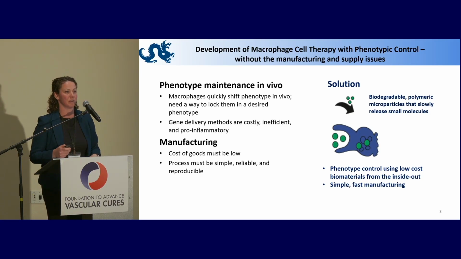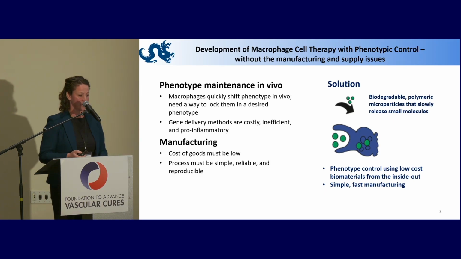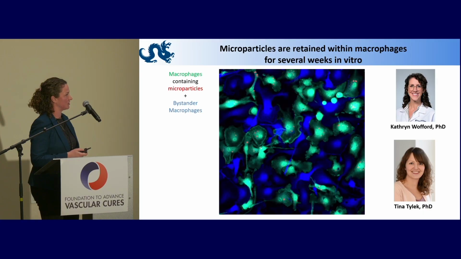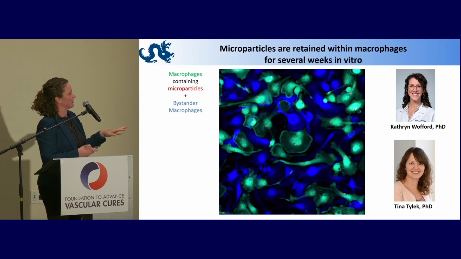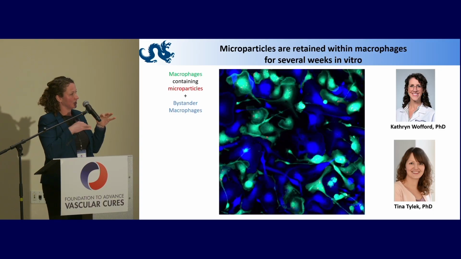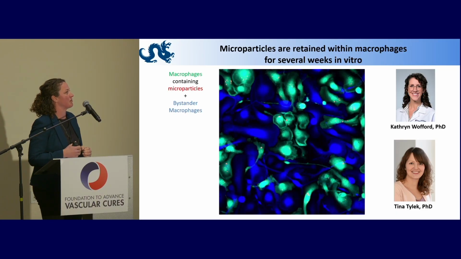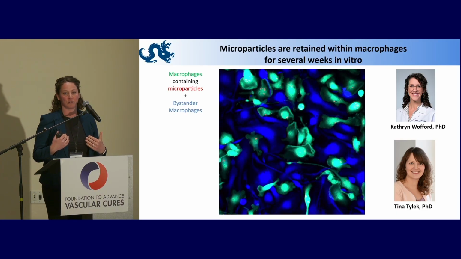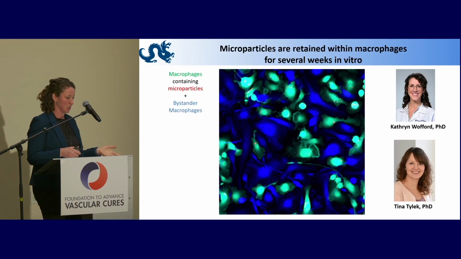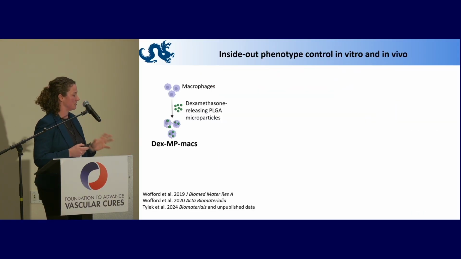So the first question was, will they even keep them inside them for a long enough period of time for this to work? Because that was not a given. Maybe they would spit them back out. Who knows, right? So we spent a while studying that. What you can see in this video are red microparticles inside green macrophages, and the green macrophages are crawling around in vitro and interacting with other cells. And we found that in vitro, they do keep the microparticles inside them for several weeks, which was good. And it did control their phenotype in vitro for several weeks.